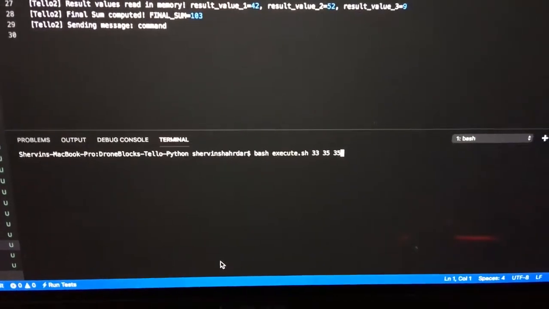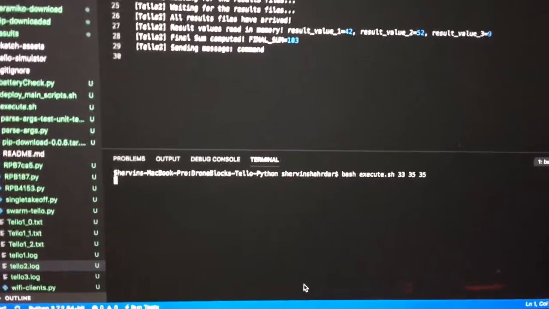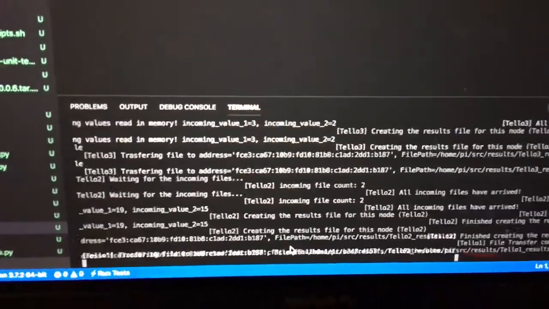Now, I have changed the input parameters to 33, 35, and 35. Now, we are expecting the third drone on the left to immediately land upon the execution. Now I'm going to execute. Execution is happening.